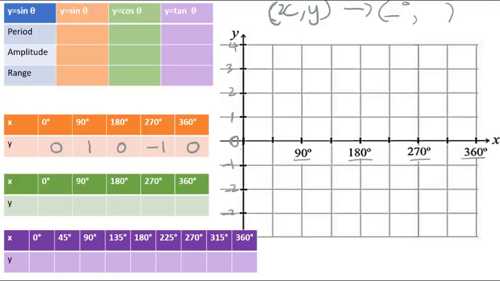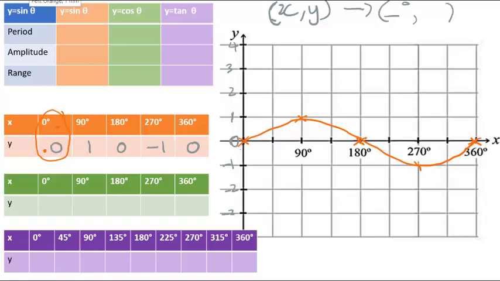The next step on the sine graph is to plot the points. So in this instance, I take my values like that. At 0 degrees, y is 0. So that goes over there. At 90 degrees, y is 1. At 180 degrees, y is 0. At 270 degrees, y is -1. At 360 degrees, y is 0. I can now connect my dots, and I have a basic sketch of y equals sine of theta.